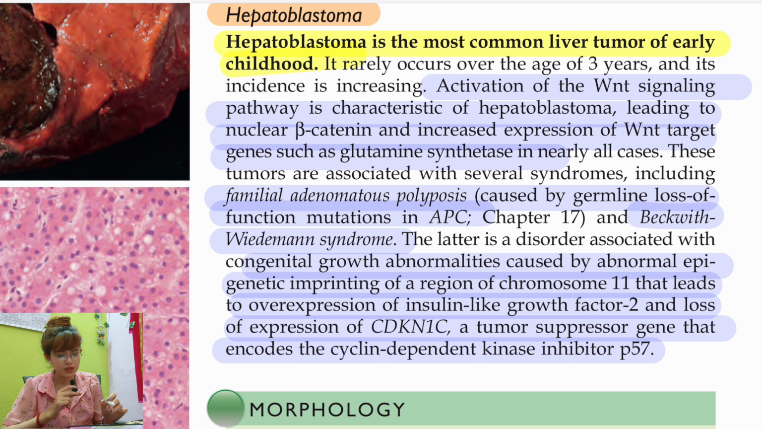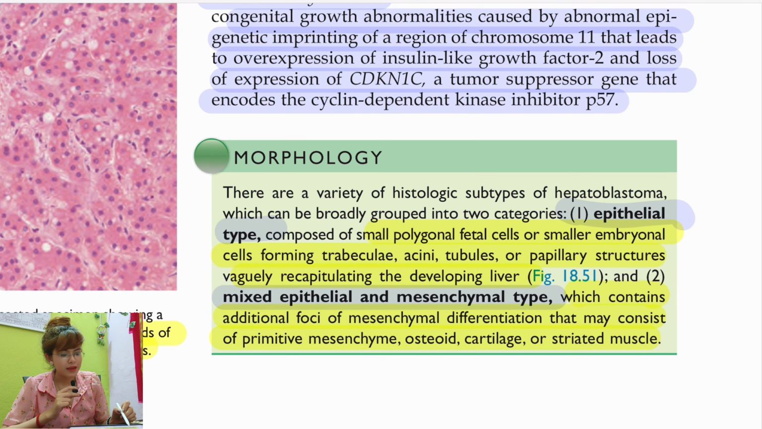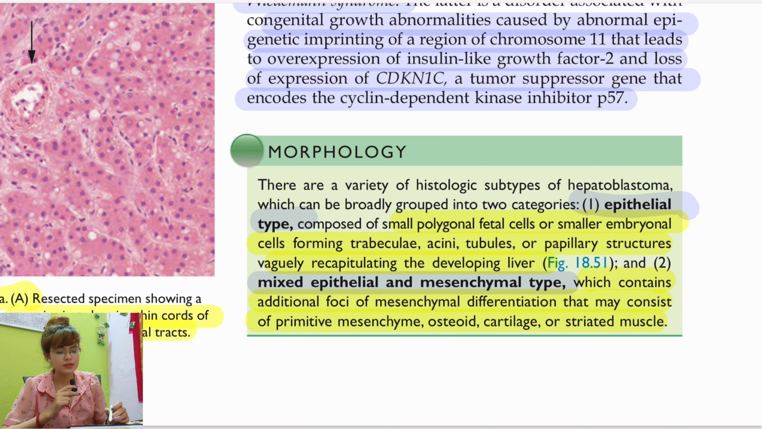This tumor is associated with FAP, familial adenomatous polyposis, and Beckwith-Wiedemann syndrome. The types are the epithelial type and the mixed epithelial and mesenchymal type. The epithelial type is composed of small polygonal fetal cells or small embryonal cells forming trabeculae, acini, tubules, or papillary structures.